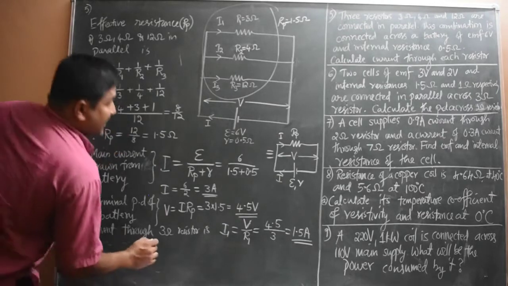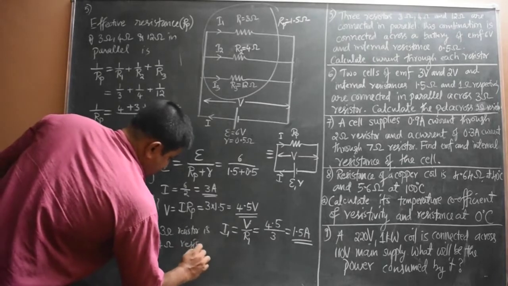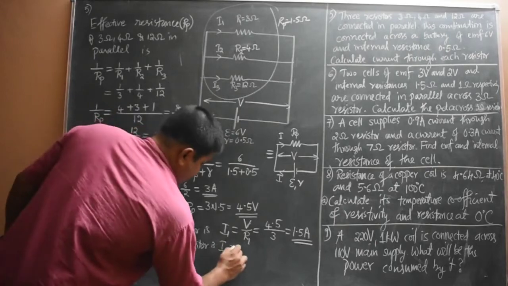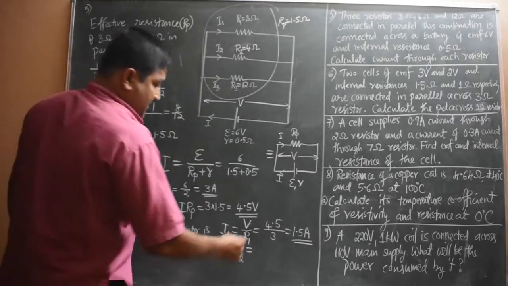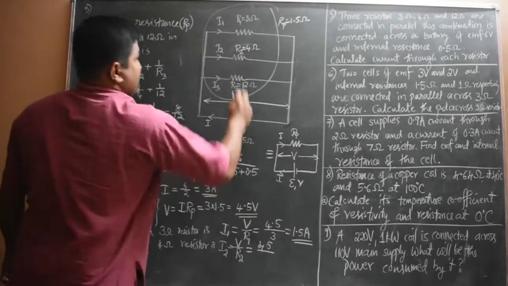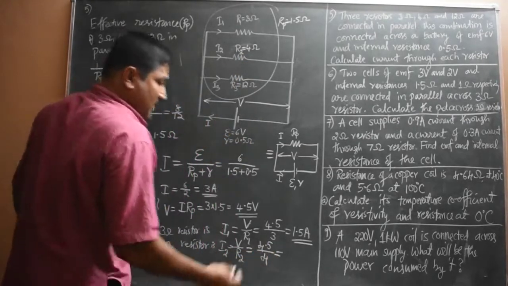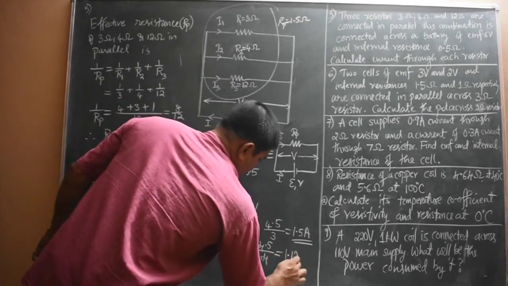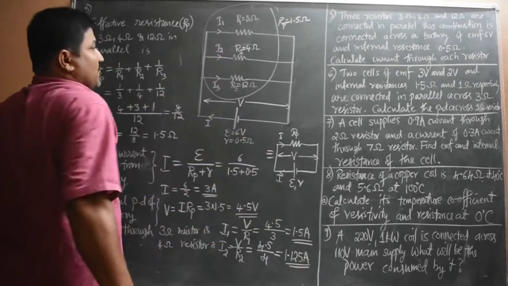Similarly, the current through the second resistor, the 4 ohm resistor, is I2. I2 is V divided by R2. The potential difference across the parallel combination is 4.5, divided by the second resistor, 4. We can use a calculator if needed. So it is 1.125 ampere. This is the current through the 4 ohm resistor.